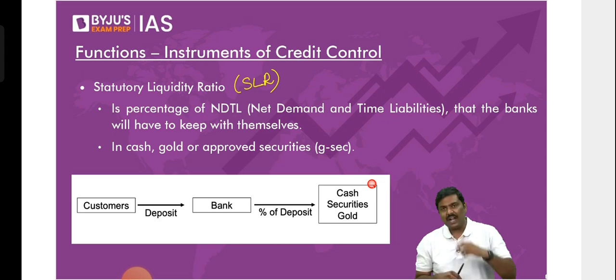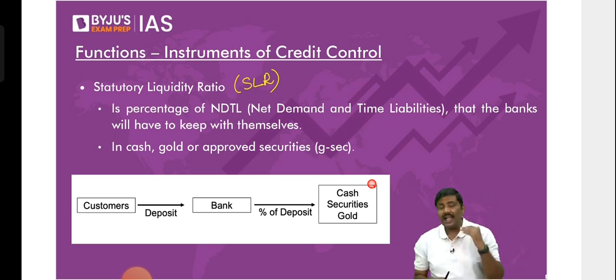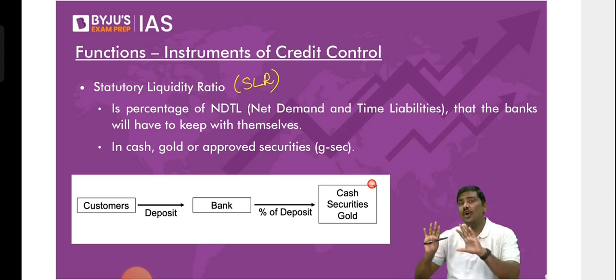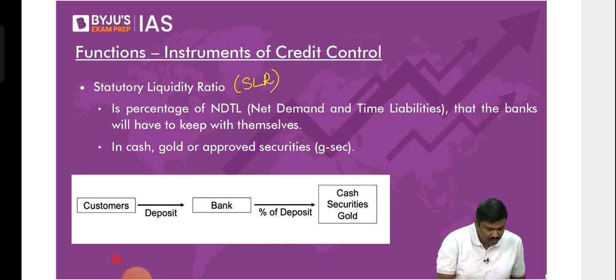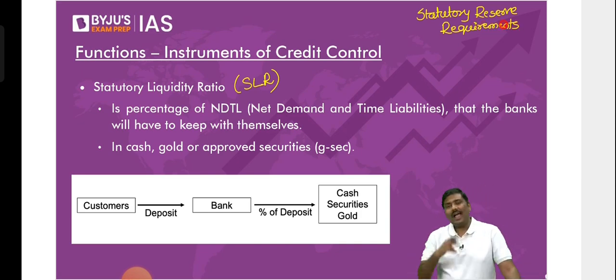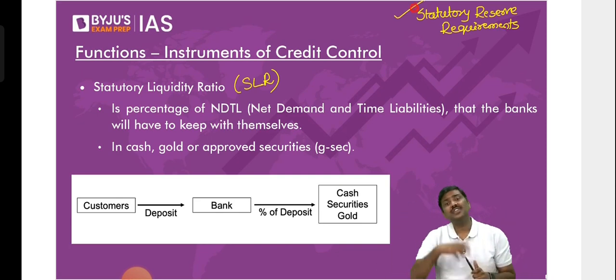Now let me start with the two tools here. One is SLR, second one is CRR, cash reserve ratio, statutory liquidity ratio. Understand both of them very carefully. You might feel both are same. No, both are not the same. First and foremost, there is this idea of statutory reserve requirement. What do you mean by statutory reserve requirement? These are the reserves which are supposed to be held by the banks. RBI will decide and you will have to follow it. You're a bank, you're supposed to keep these reserves. No questions asked. These are called statutory reserve requirements.